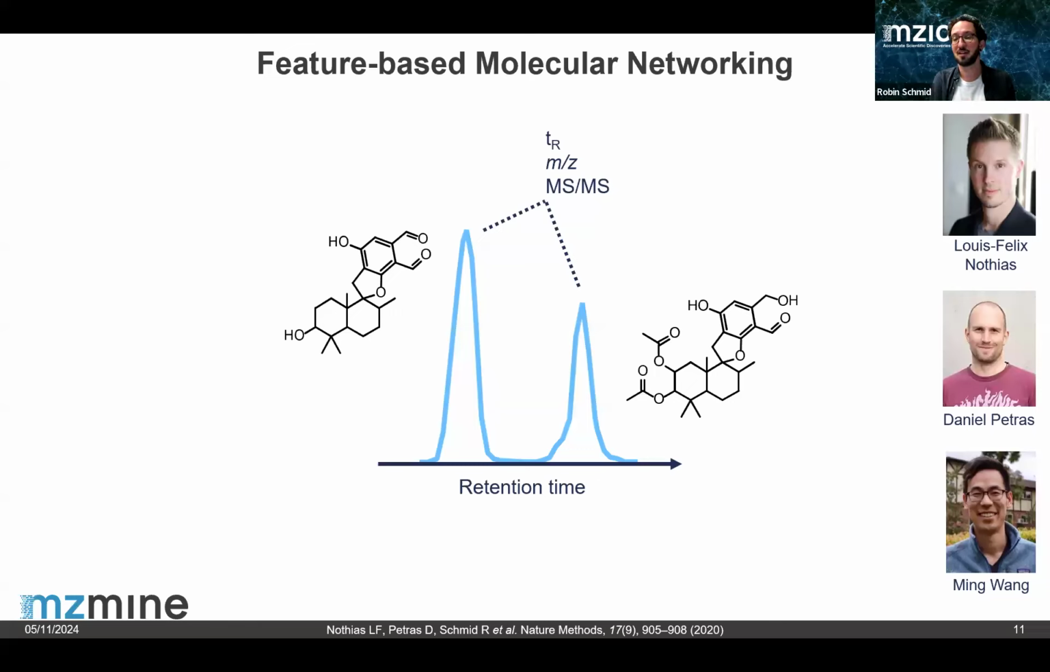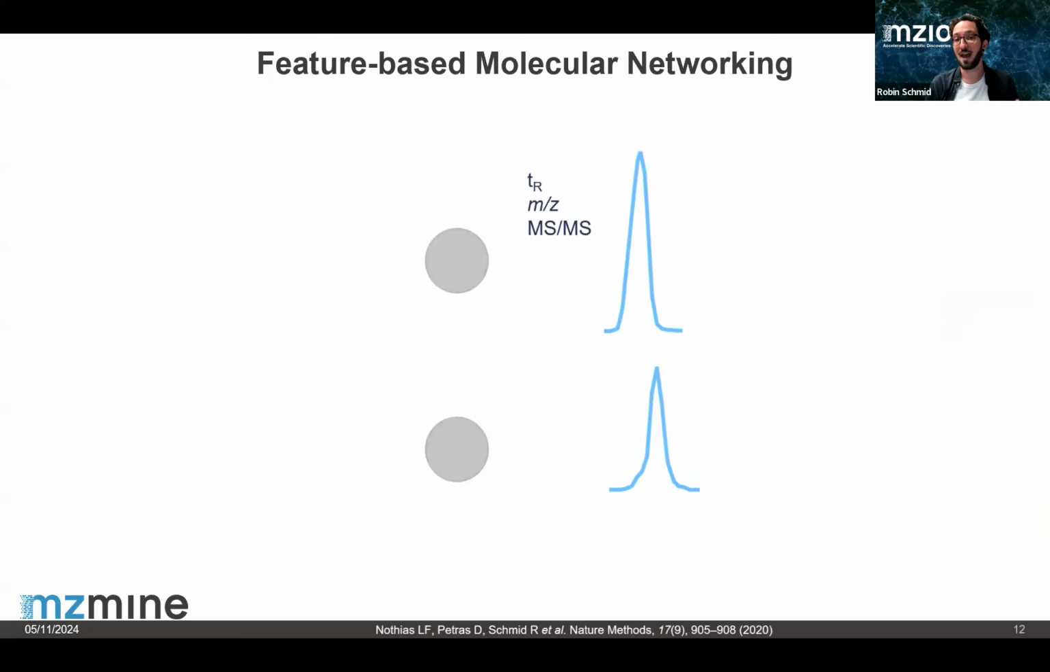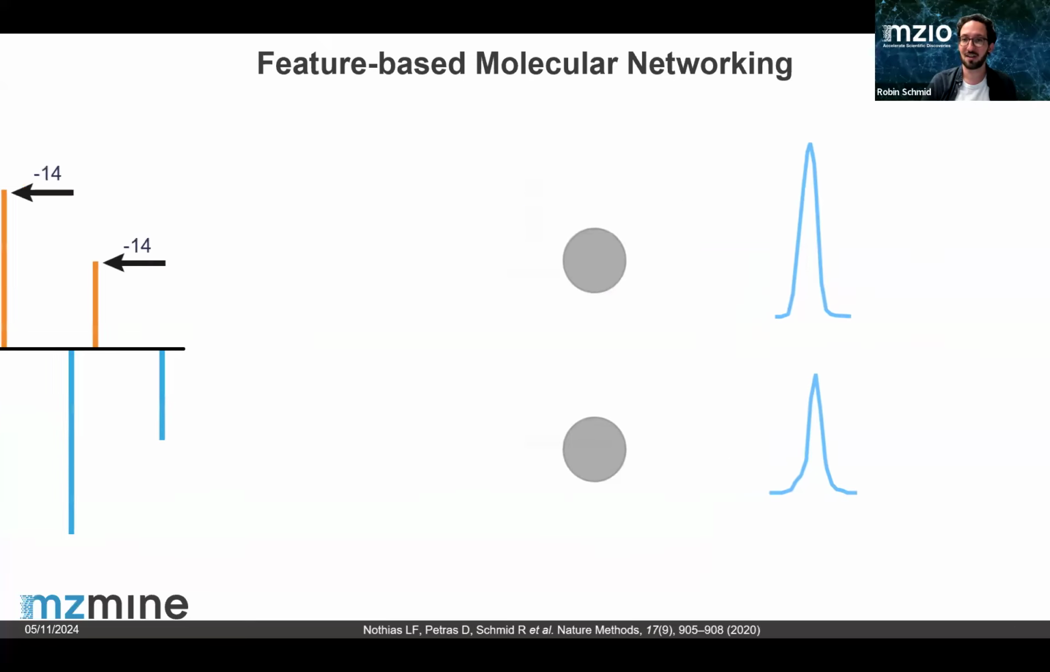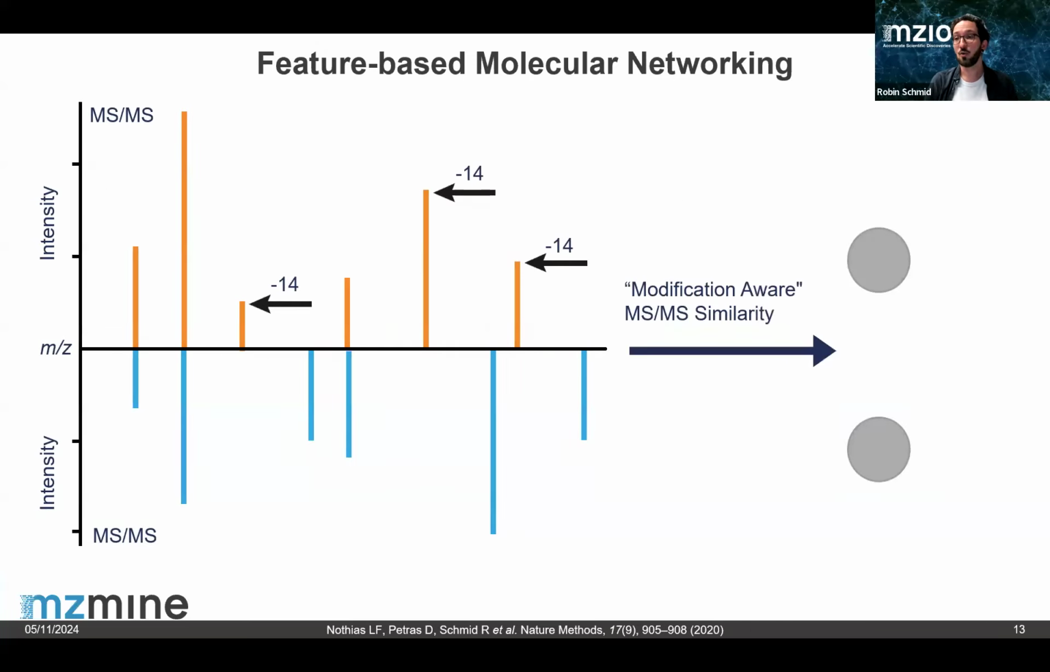In feature-based molecular networking, we use the features that we detect in mzmine and represent them as nodes in a network. If they have MS2 fragmentation spectra, we can score their modified cosine similarity. Either we have the same fragments, or the fragments are shifted by the modification, and we allow these shifts to get a similarity between analogous compounds.